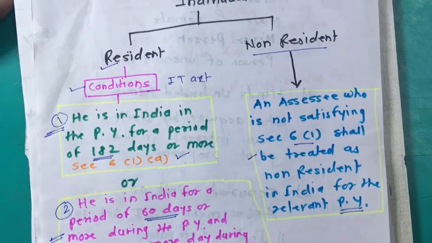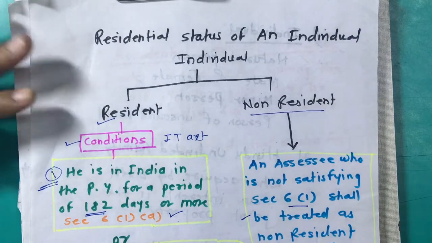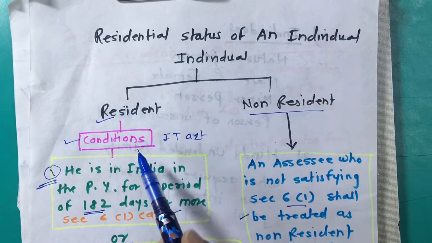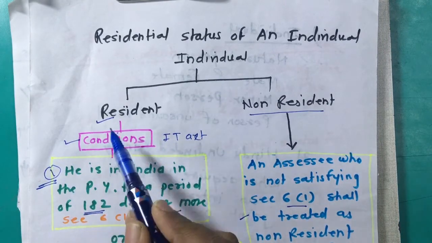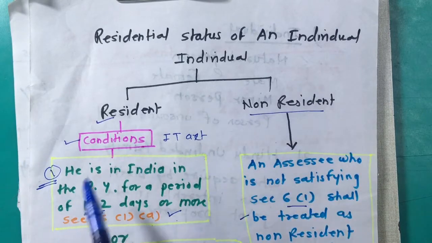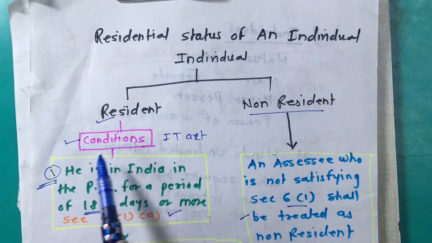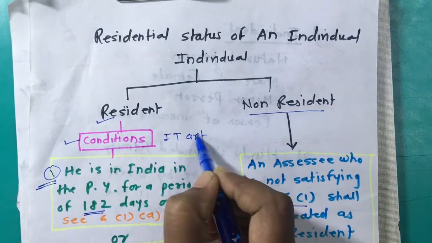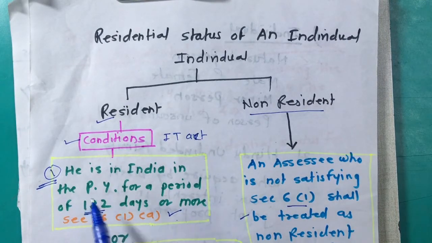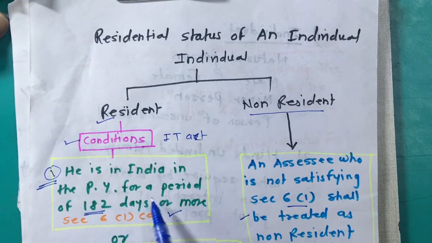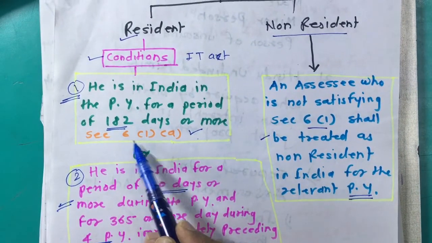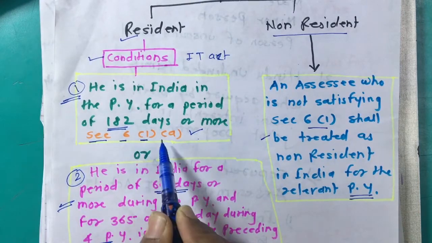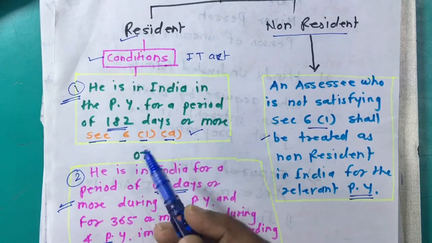First, in this lecture, we know the residential status of an individual. Individual residential status is classified as resident and non-resident. For resident status of a person, there are two basic conditions as per the Income Tax Act. First is he is in India in the previous year for a period of 182 days or more as per Section 6(1)(a) of the Income Tax Act.